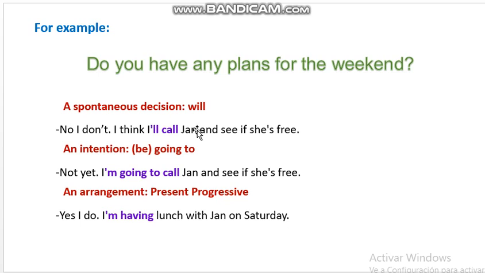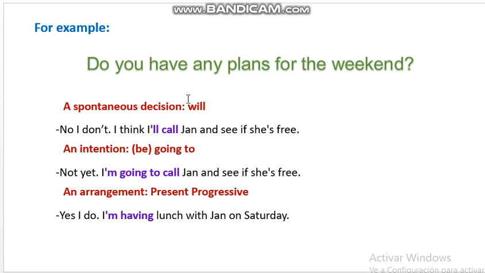Okay, he doesn't know if Jan is going to go with him or has some plans for the weekend. So that's why he says, no, I will call. He says, I will call because he is taking the decision in that moment. That's a spontaneous decision. Okay? So that's why he is using will.